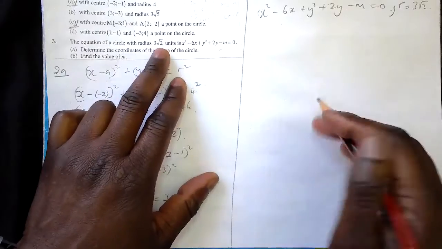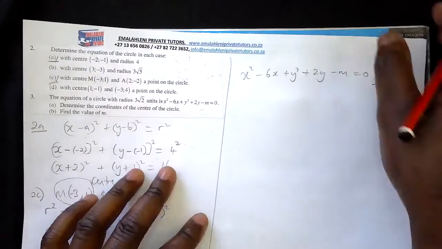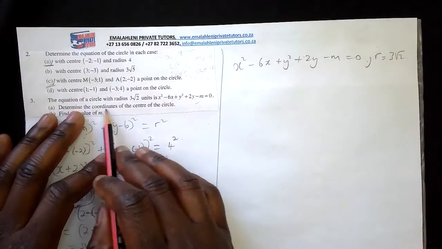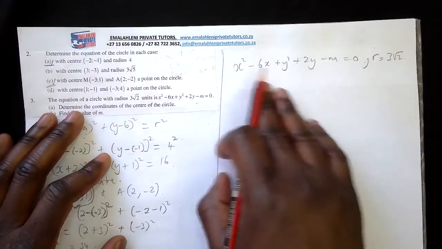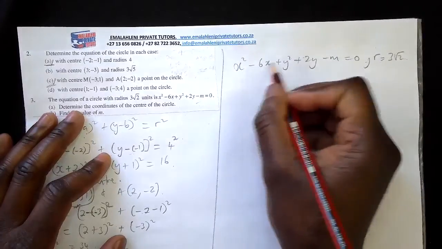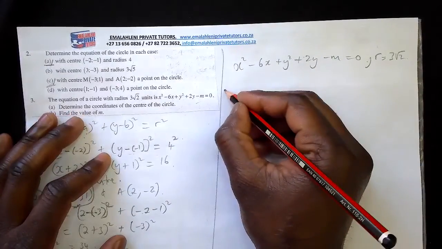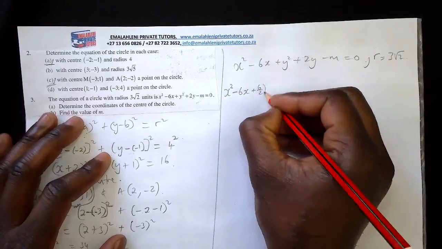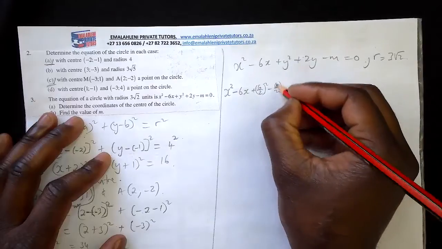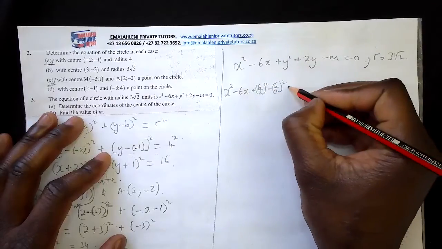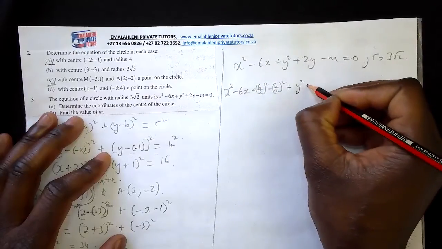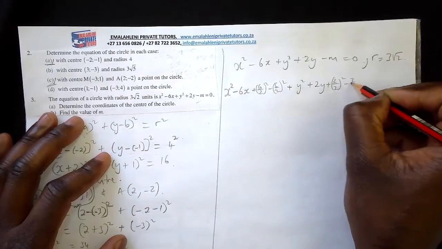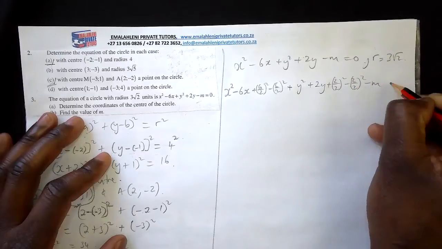That's our R. Then what are we going to do now? Sorry about that, you didn't see clearly there. That's our equation. Then R is equal to that. Then what are we going to do to determine the coordinate of the center? You must make sure here you complete the square. x squared minus 6x plus 6 over 2 squared minus 6 over 2 squared plus y squared plus 2y plus 2 over 2 squared minus 2 over 2 squared minus m is equal to 0.